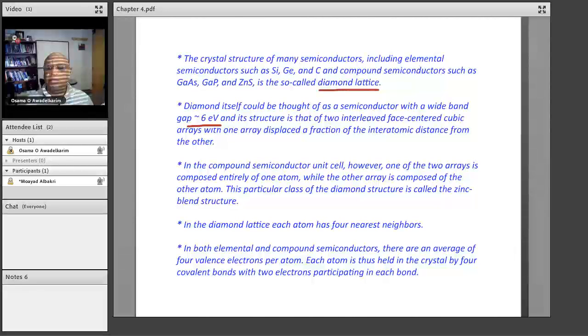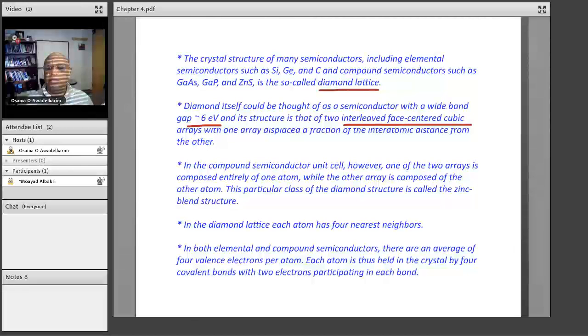But it's a complex cubic structure. It's an interleaved face-centered cubic. It's basically a face-centered cubic, but as if you have 2 face-centered cubic unit cells superimposed on one another, and then you move one of the unit cells 1/4 the distance along the cube diagonal. And then you cut a cube out of this structure, and that will be the diamond structure.